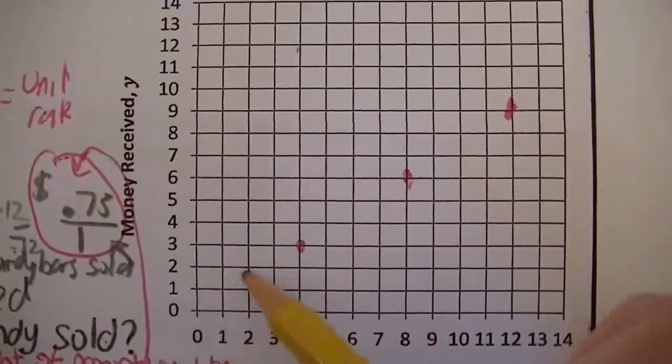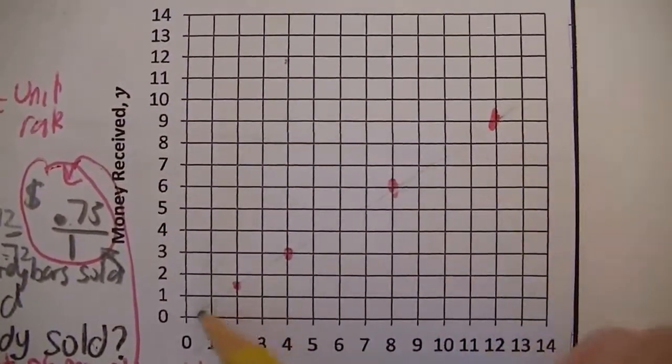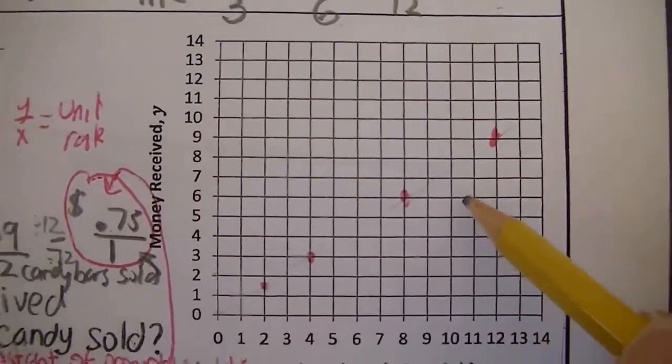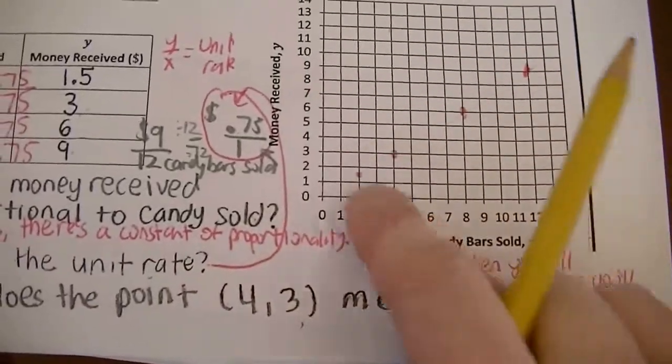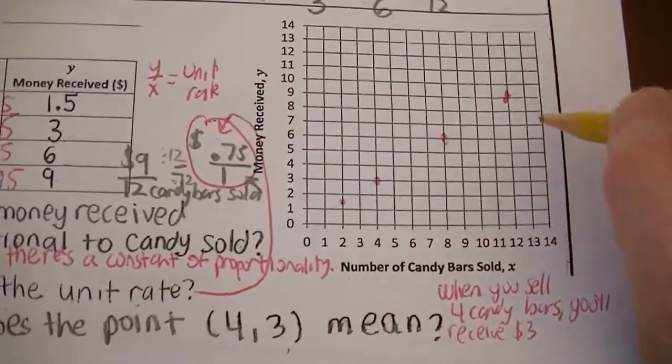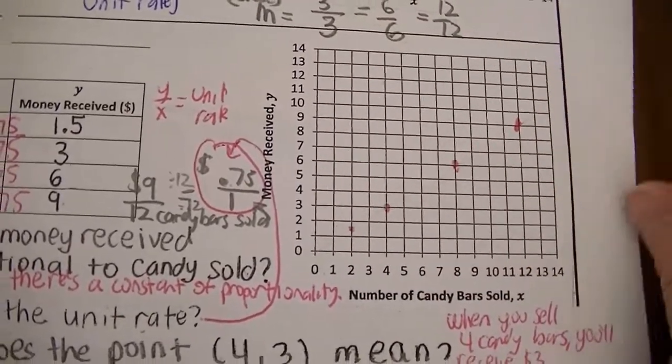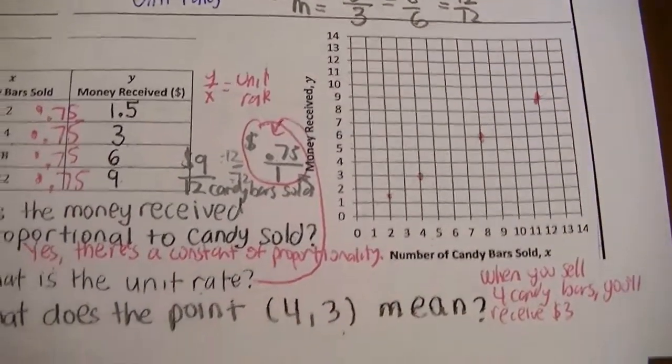But you can see right here that it's going to be linear, because it makes a straight line and it's going to pass through the origin. But I'm not connecting the dots because this is discrete. This is a discrete graph because you can't buy a fractional piece of a candy bar. Okay, think of that context. All right.